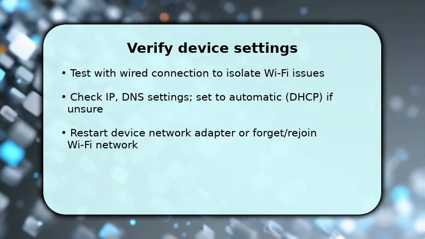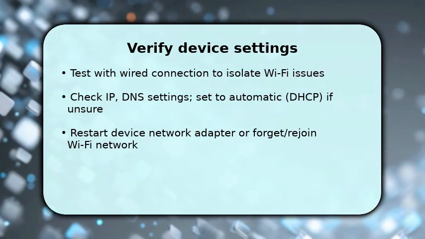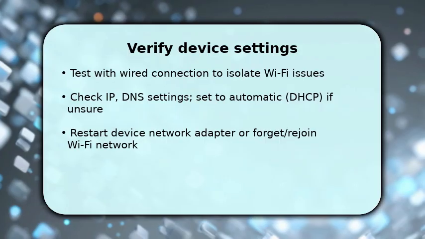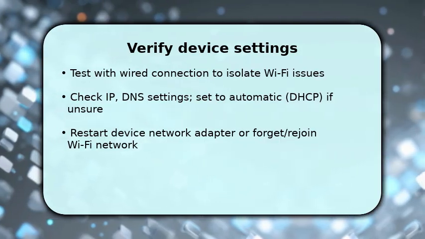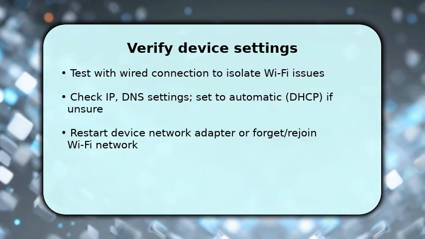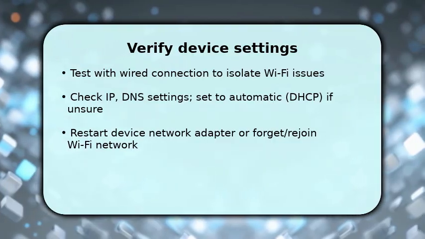Then inspect your device network settings. Ensure IP and DNS are set to automatic DHCP, unless you use static values. If they are correct, restart the network adapter or forget and rejoin the Wi-Fi network to clear cached credentials. This often fixes authentication or lease conflicts that block access.